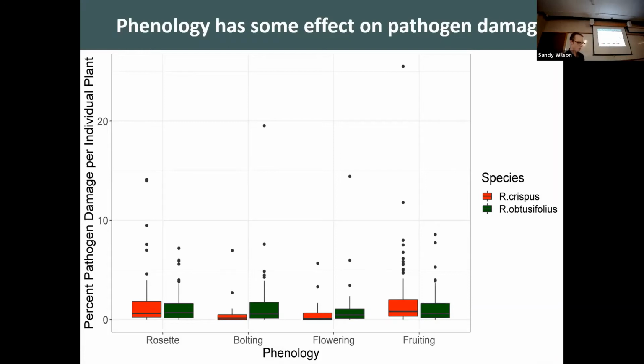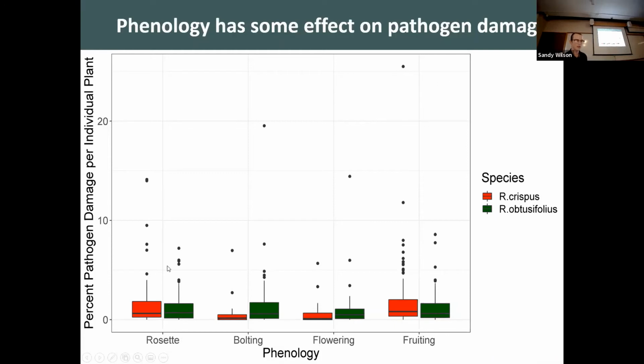This would mean that it would not matter that the size of the plant or the population may increase transmission within the population, as the plants would already be infected from these previous populations. I also hypothesized that the older the plant became, the more pathogen damage it would experience. And while we did find that phenology had some effect on pathogen damage, it was not what we were expecting.